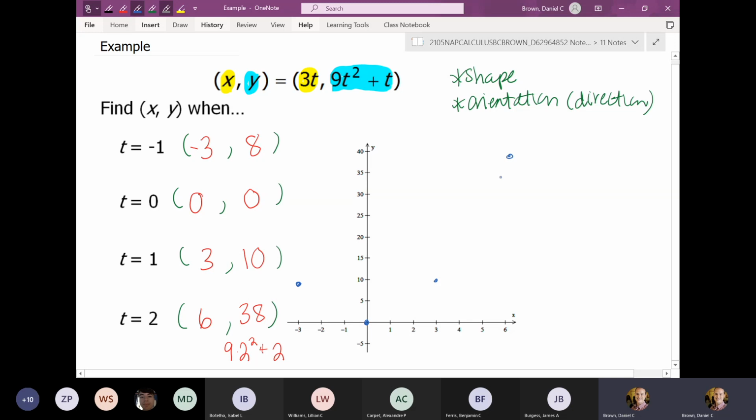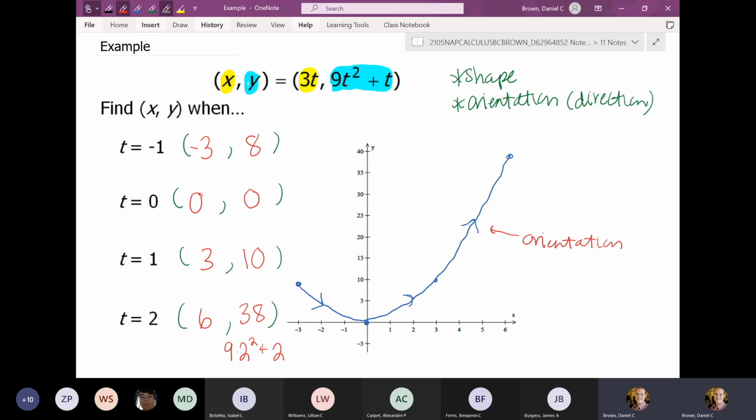This is a quadratic, but what's important is we'll also show some arrows on it to show the orientation, or the direction, of this graph. So with a parametric equation, not only is this a quadratic, it is a quadratic moving to the right. So that's how you would graph it by hand.